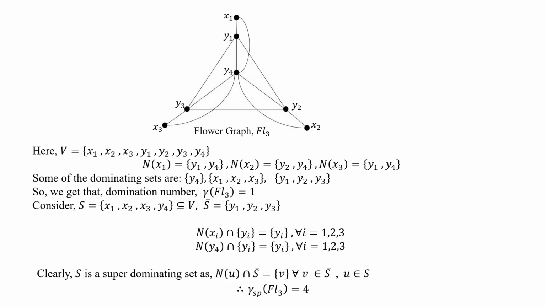Suppose we consider S equal to {x1, x2, x3, y4} as the set S. We can see that the condition of super domination is satisfied, so it is a super dominating set. So we get that the super domination number of flower graph FL3 is 4.